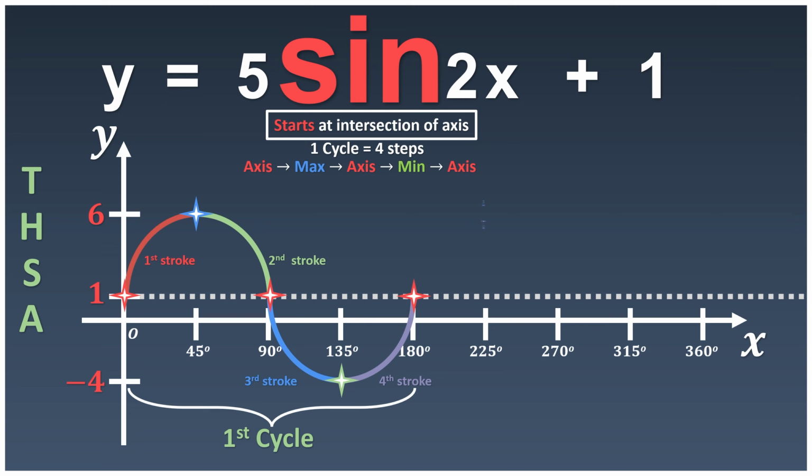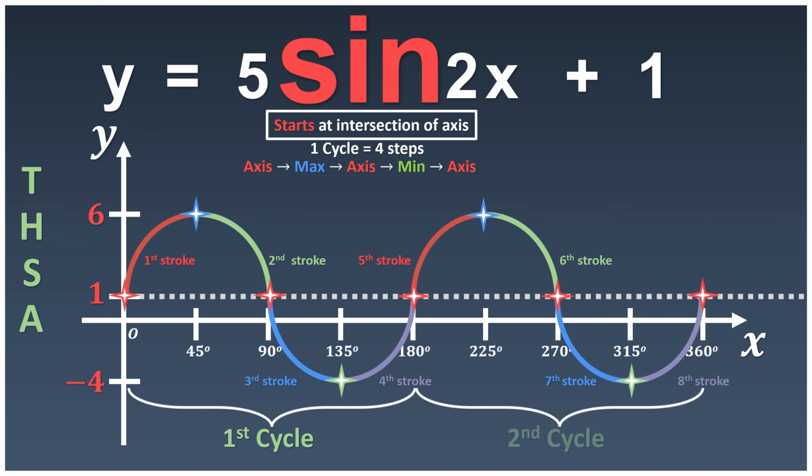And then we'll continue with, because we know just now, 2 times 4 is 8 strokes. So we're going to continue the pattern where 5th stroke, 6, 7, and 8. And there we go. We have 8 strokes, which is making up 2 waves.